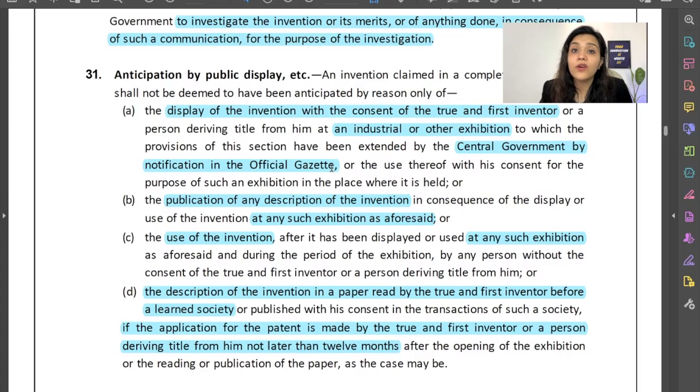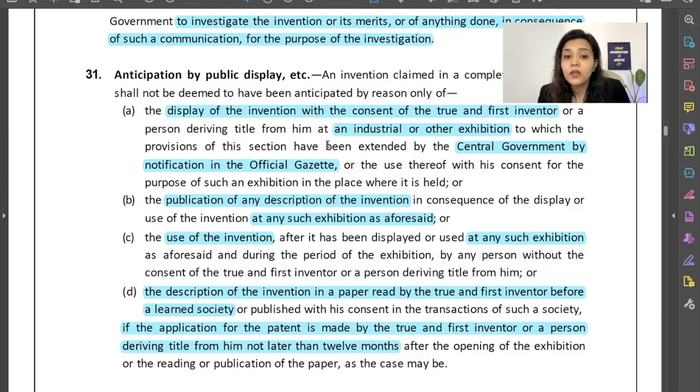That will not happen because the exhibition should be the exhibition for which the provisions of this section have been extended by the central government by a notification in the official gazette. If there is no notification regarding that exhibition by the central government, then this provision would not be applicable. Therefore, the situation-based question is very important. They can give you some random exhibition and they may ask you whether I'll be given an exception under section 31, then the answer should be no. But if it is this kind of exhibition, then the answer could be yes.